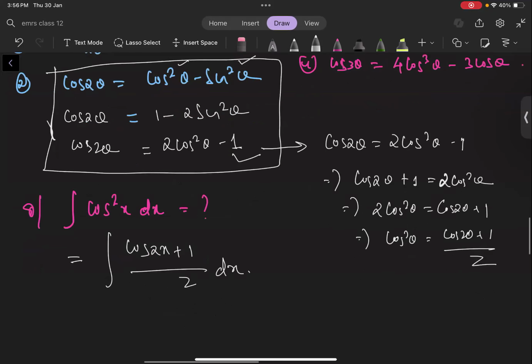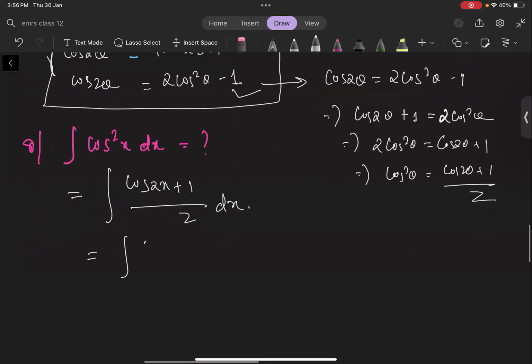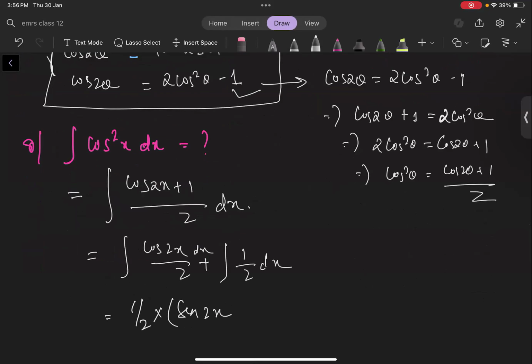Now just simply separate it. This is the integral of cos 2x by 2 plus half dx. So this is half times the integration of cos, which is sin, but since we have a 2 in the coefficient, we'll have to take care of that also. Plus half of x, plus c.